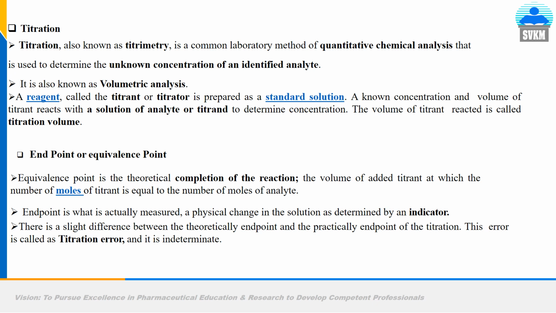So next, endpoint or equivalence point. Equivalence point is the theoretical completion of a reaction, the volume of added titrant at which the number of moles of titrant is equal to the number of moles of an analyte. Endpoint is what is actually measured, a physical change in a solution determined by the use of an indicator. There is always a slight difference between the theoretical and the practical endpoint of a titration. The error which occurs due to this difference is also called titration error, and it is always indeterminate.